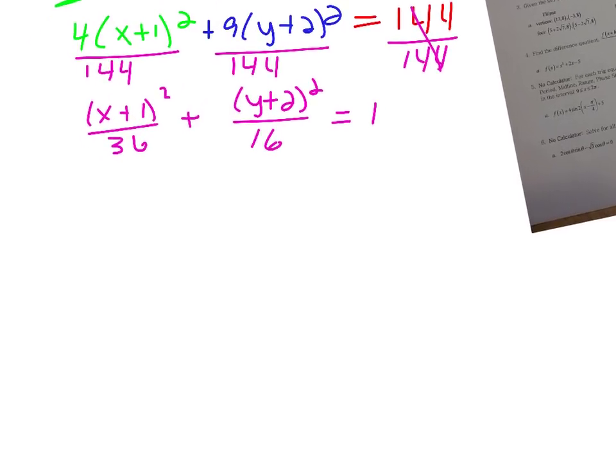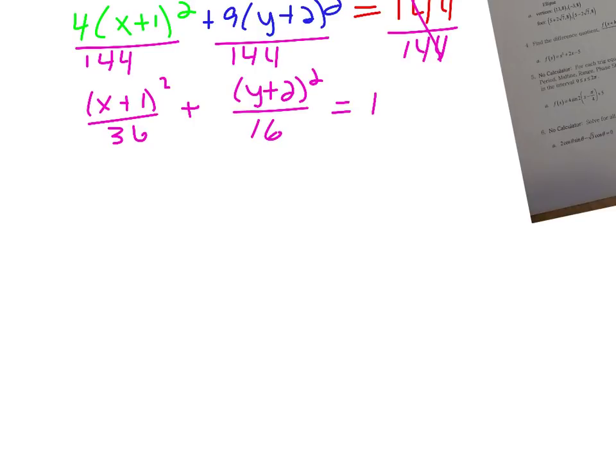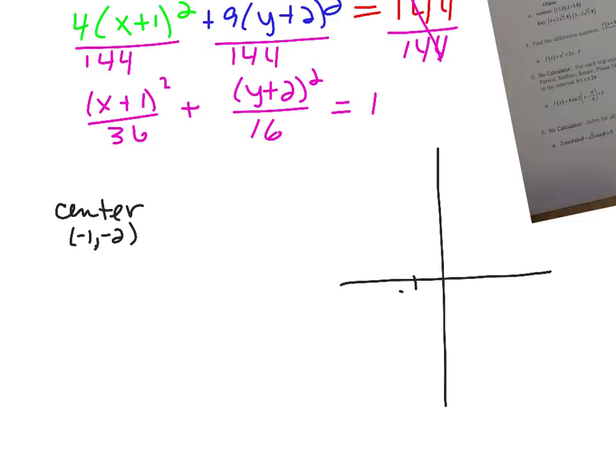Okay, so next. Center. So remember, this is an ellipse. Center. Sorry, let me move this down a little bit. Center is going to be negative 1, negative 2. So negative 1, negative 2.